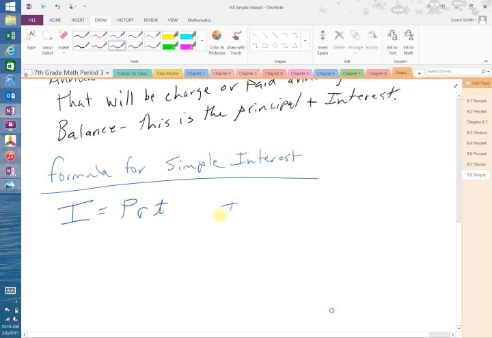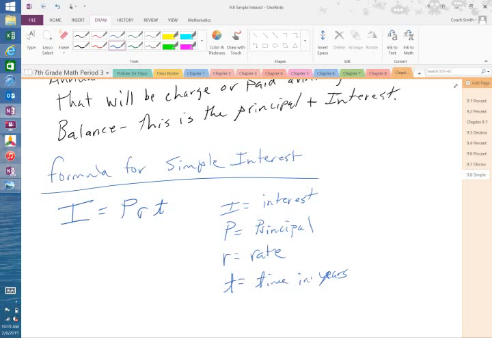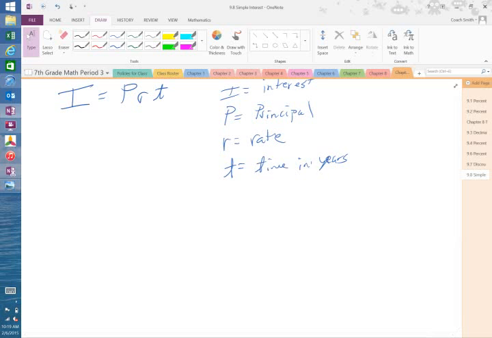Now, I is obviously interest. P is the principal. R is the rate. T is the time in years. So to figure out the interest, we simply take the principal times the rate times the time. And that will get us how much interest you're going to pay. Let me give you an example of this.